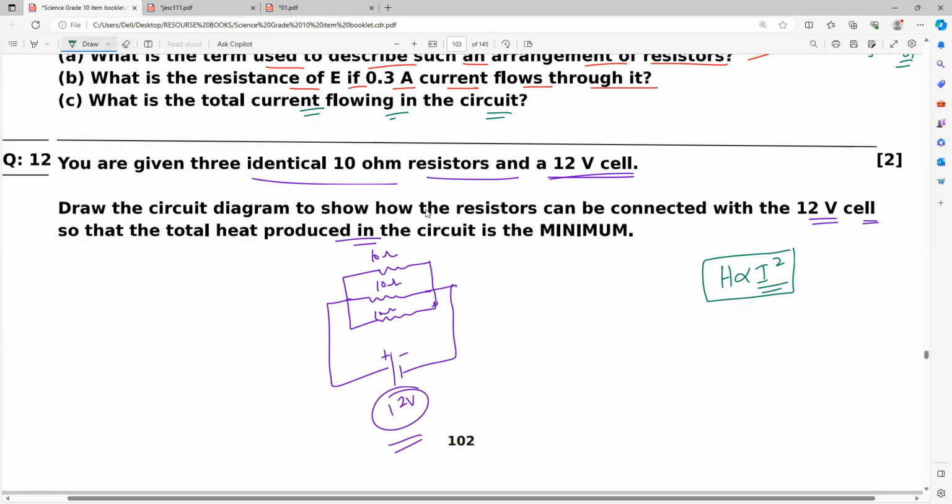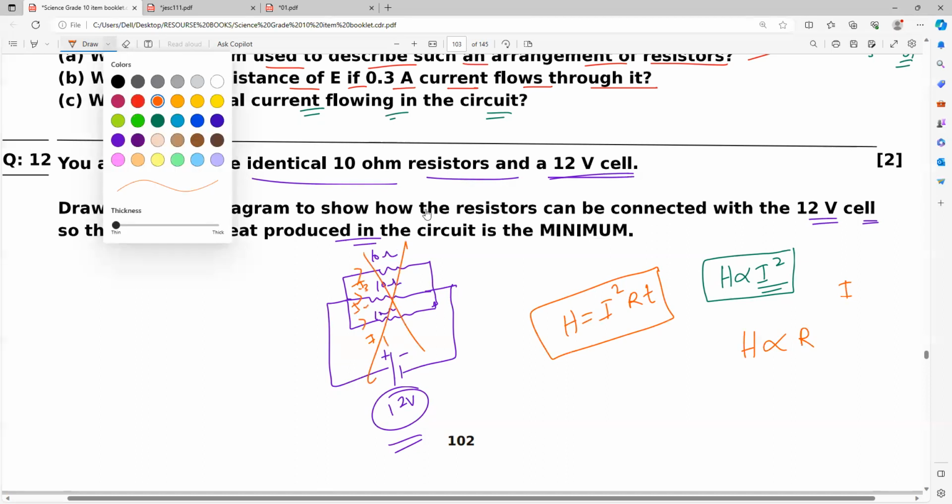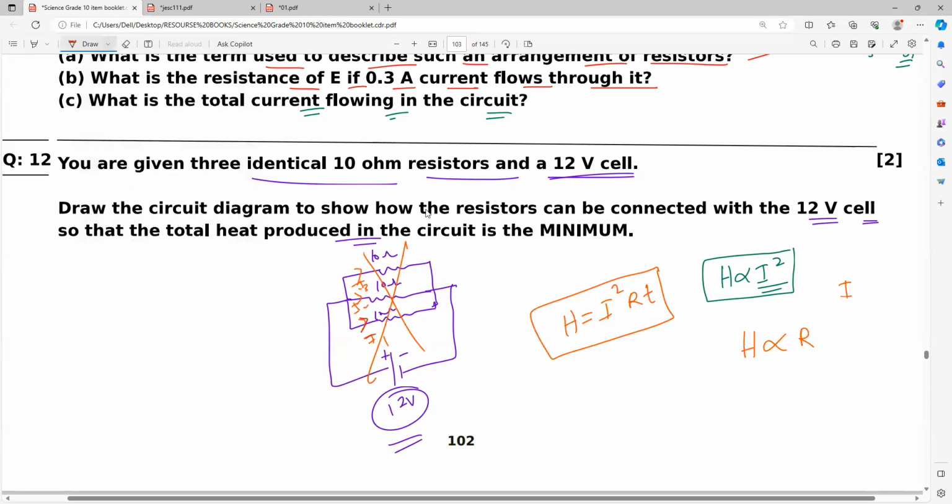Even if you observe, we all know that H is directly proportional to R also, because H is equal to I square RT. We all know that in parallel connection, it will produce less current across every resistor. Current will be splitting into I1, I2, I3. In parallel connection more current will pass, so of course if they're asking maximum heat, it is parallel. They're asking minimum heat, so minimum heat means they are connected in series connection.